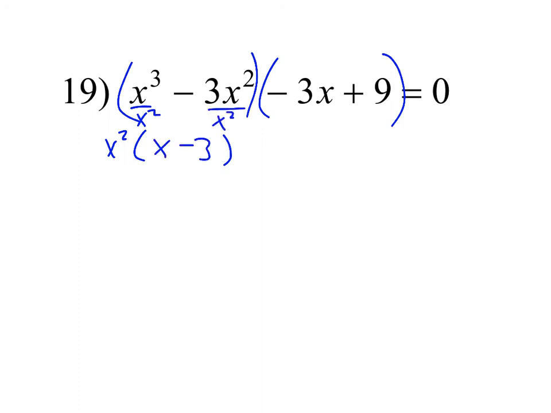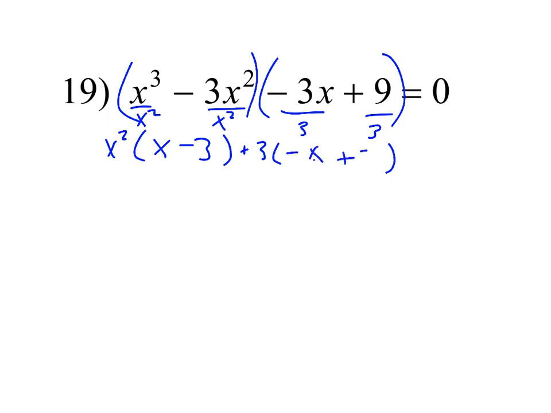What can we take out of our second group for number 19? 3. A positive 3 or a negative 3? Positive. All right, let's take out a positive 3. What are we left with when we take out a positive 3? Negative x plus 3.